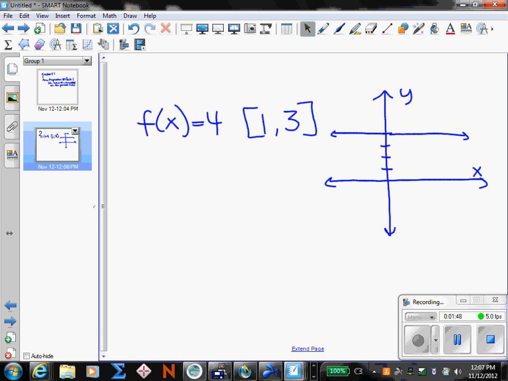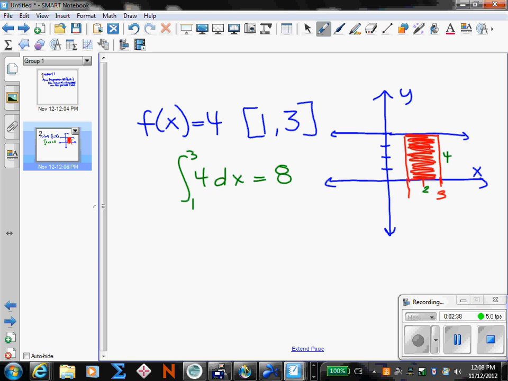If I am only looking at it between 1 and 3, that means this area right here, the area underneath the curve between 1 and 3, what shape does that make? Yes, it is a rectangle. The area of a rectangle is base times height. So the base length here is 2, the height is 4. So what is the area going to be underneath the curve of 4 between 1 and 3? The problem will look like this. Notice I've added numbers to the bottom and the top of your integral symbol. And in this case, it is going to be 8 because it is just the shape of a rectangle.